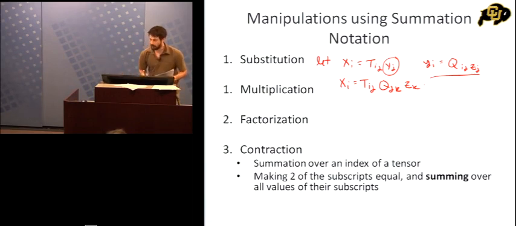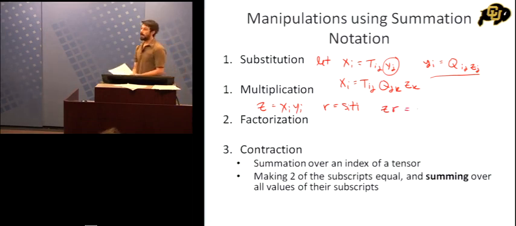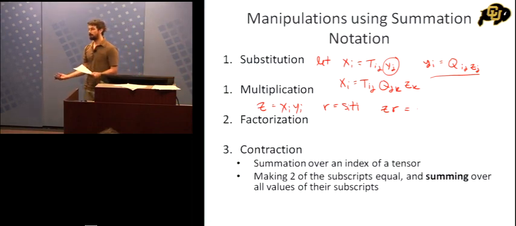Almost to that example that I showed you, it's similar to the dot product. If I had z, which is a scalar, and that's equal to x_i y_i, and then if I have r, another scalar, and that's equal to s_i t_i, and I want to look at the product of zr, it's the same problem, right? If I write all these out, I'm going to have four i's. I'm only supposed to have two.